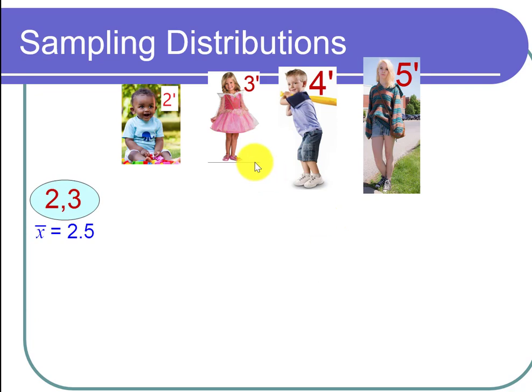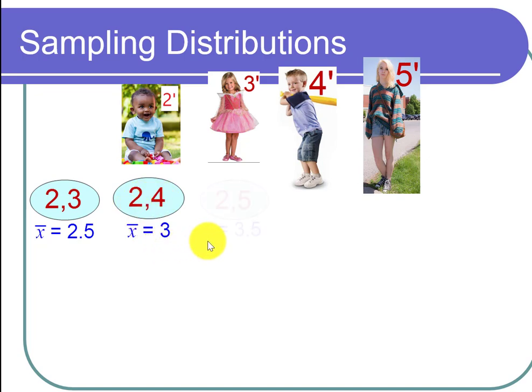So in particular, I could take the sample of the first and the second. That'd be the 2-foot and the 3-foot child. And if I take the sample mean of 2 and 3, I get 2.5. But I could also do the first child and the third child. That would be a different sample of size 2. And the sample mean of 2 and 4 is 3.